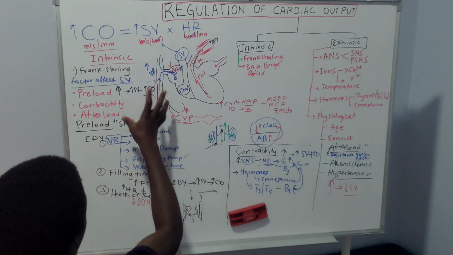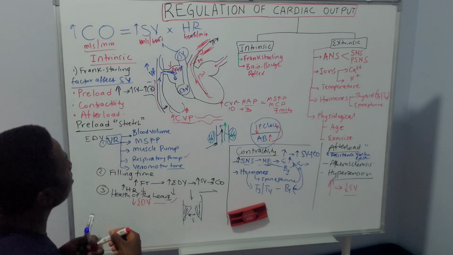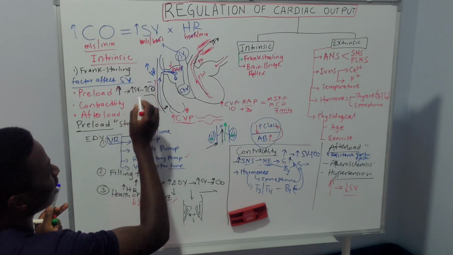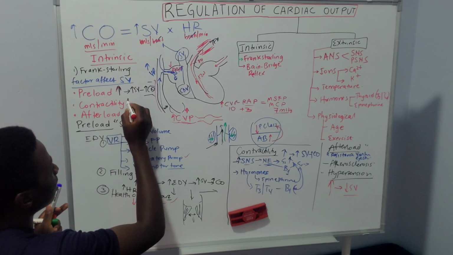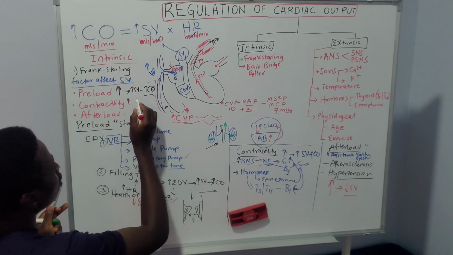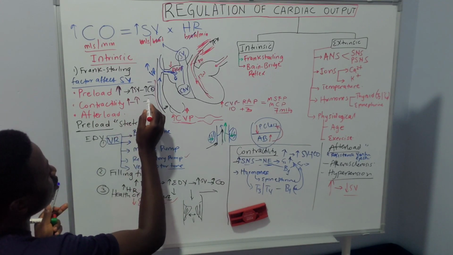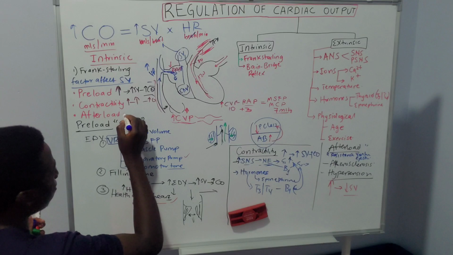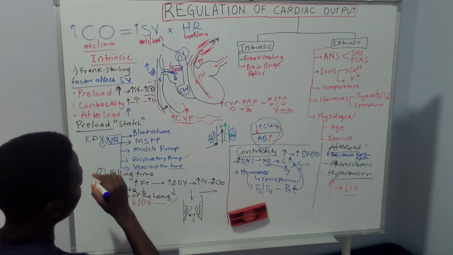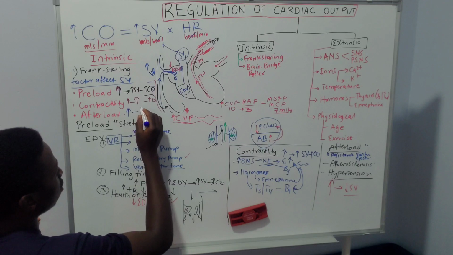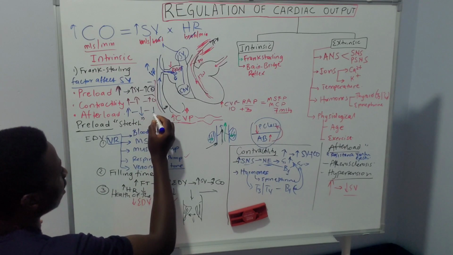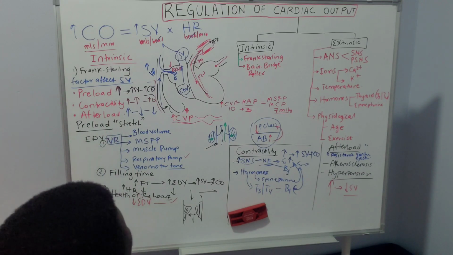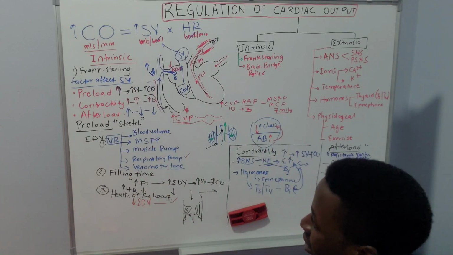So to summarize these factors from the Frank-Starling mechanism, you see that when you increase the preload, stroke volume increases and the cardiac output also increases. Even contractility, when you increase contractility, you're going to increase the stroke volume, and eventually the cardiac output increases. However, it is the reverse for afterload. If you increase the afterload, the resistance to ejection of the ventricles, stroke volume decreases, and eventually your cardiac output will also decrease. So this is how the Frank-Starling mechanism works.